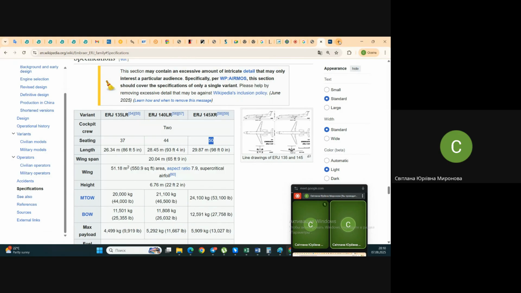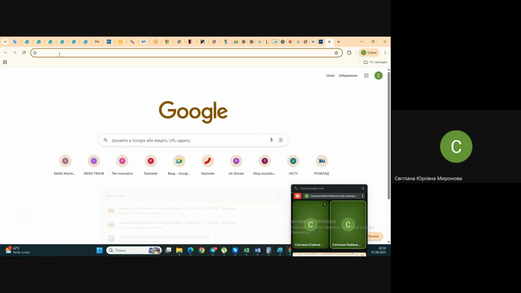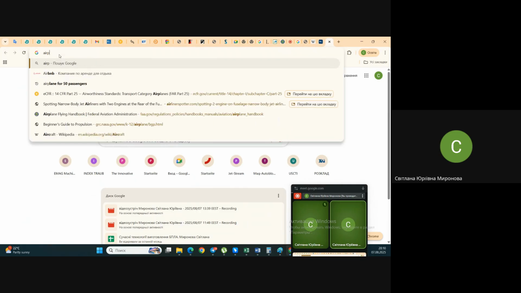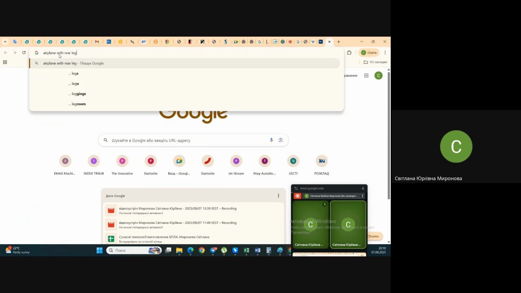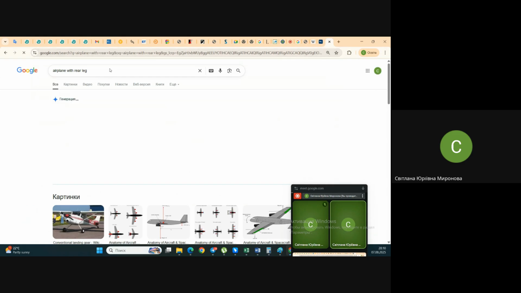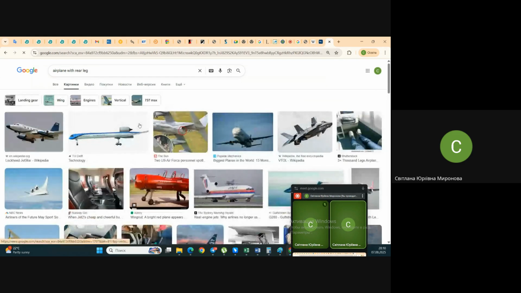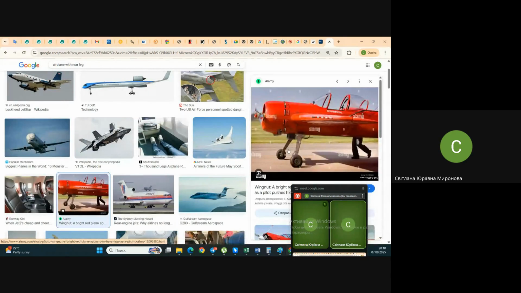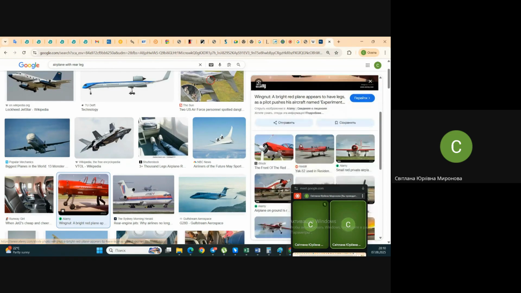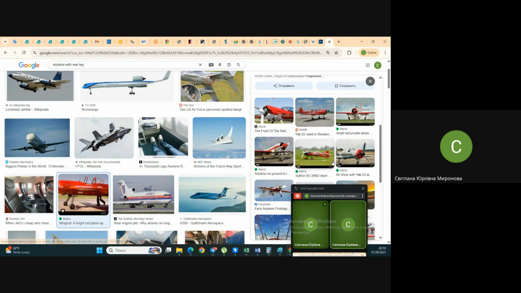For airplanes like, wait a second, one more additional window, airplane with a rear leg. Oh, what happened? No, something like this. Very funny. It's proposed now. Oh, here it is.